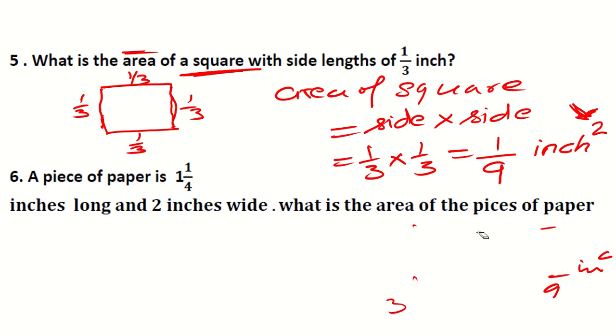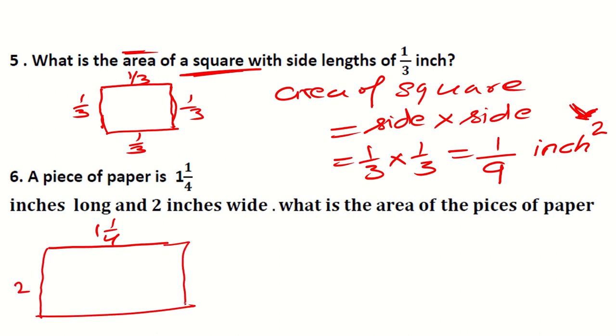Now let's talk about number 6. I think it is like the same question. A piece of paper is 1 and 1 over 4 inches long and 2 inches wide. So find the area. What is the area? So same thing. This shape is called a rectangle, where length and width are not the same, they are different. And its formula for area is length multiplied by width. So this is 1 and 1 over 4 multiply 2.